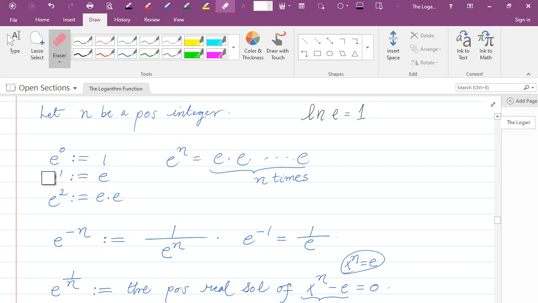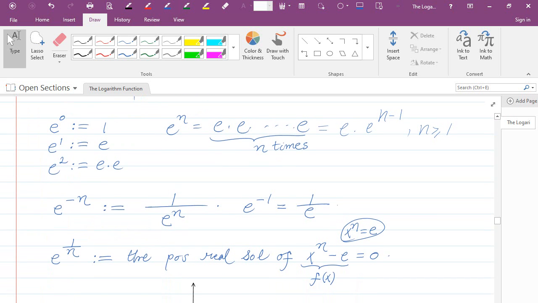I assume most of you know that e to the power 0 is defined to be the number 1. E to the 1 is the number e. E to the 2 is the product of e with itself. And more generally, e to the power n is the product of n factors of e. So in other words, this is the same as e times e to the n minus 1, for any n greater than or equal to 1.